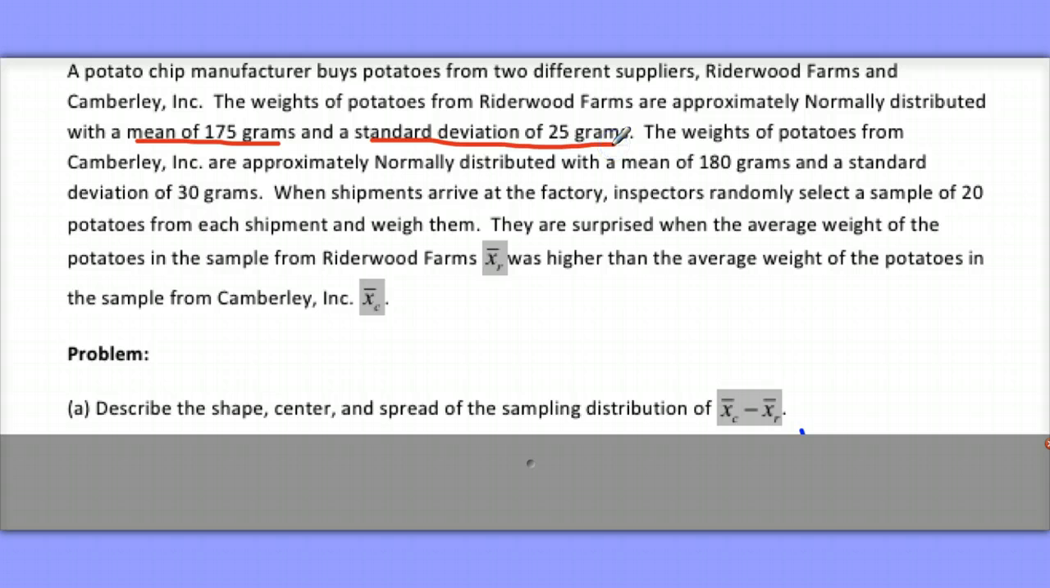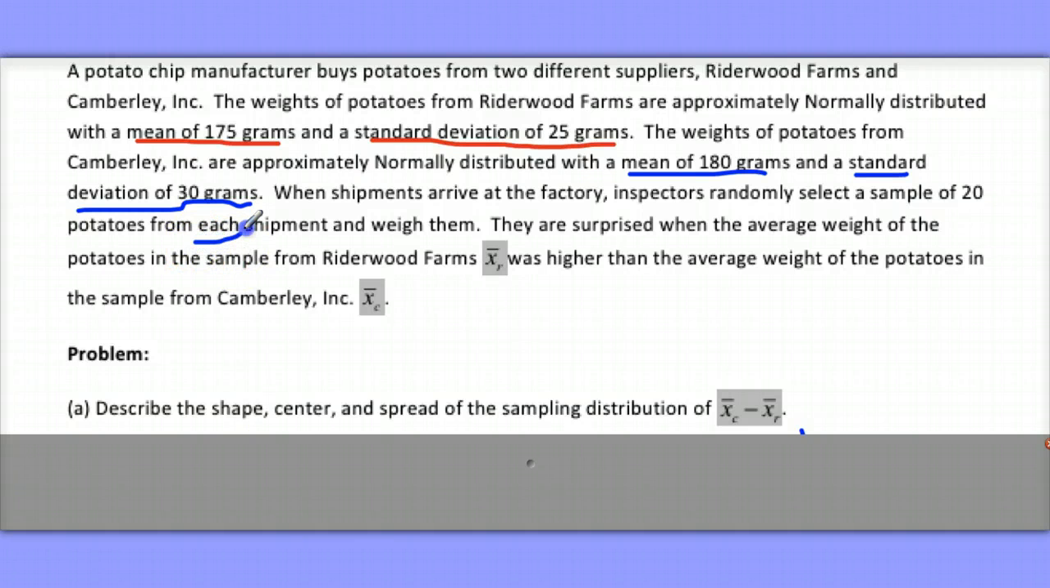So that would be the population distribution. This is describing the population distribution, what I've just underlined in red. And the weights of the potatoes from the other company are normally distributed with a mean of 180, so they're a little heavier. And also they have a bit more variability. The standard deviation for that group is 30. When shipments arrive at the factory, the inspectors randomly select a sample of 20 potatoes from each shipment.